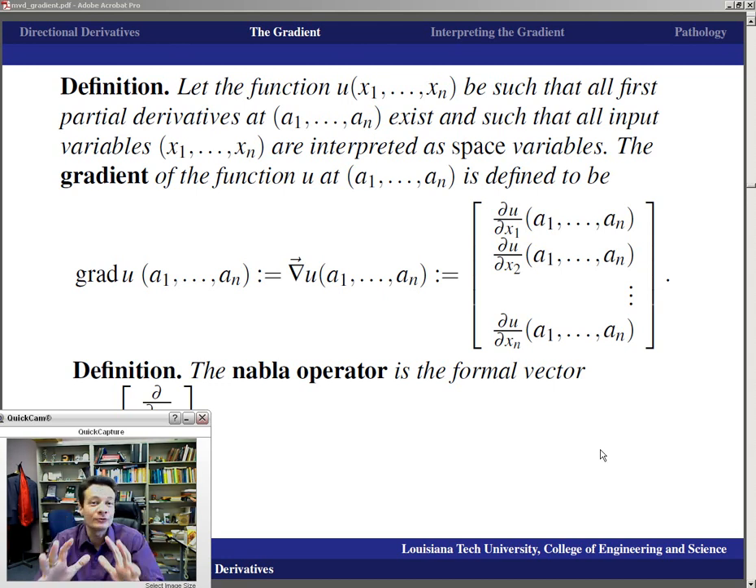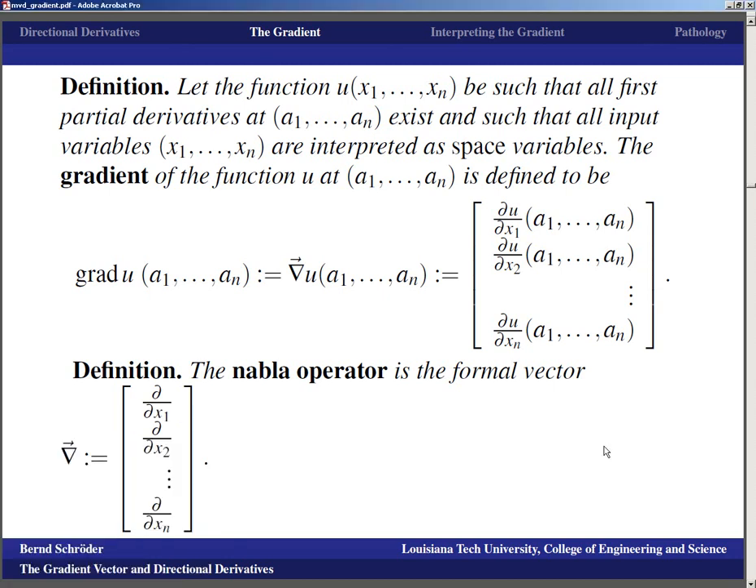Do whatever it takes to have those patterns burned into your mind right away, because the nabla operator as well as the gradient are physically highly relevant, and we don't want to be tripped up by just not remembering the operator. Okay, sermon ends, we move on.